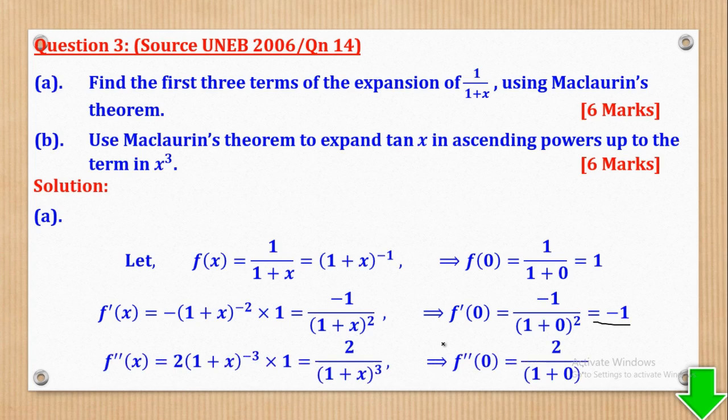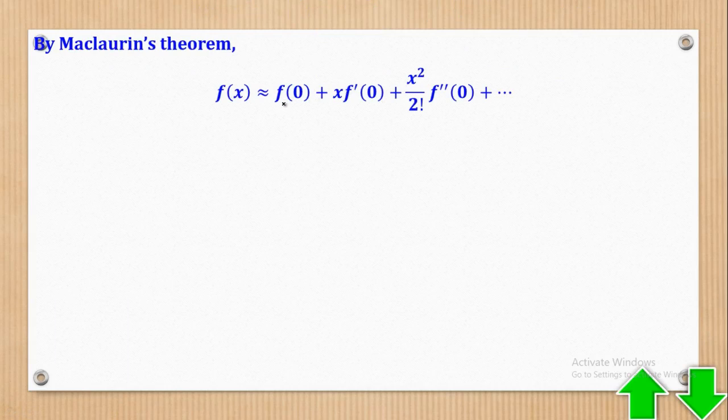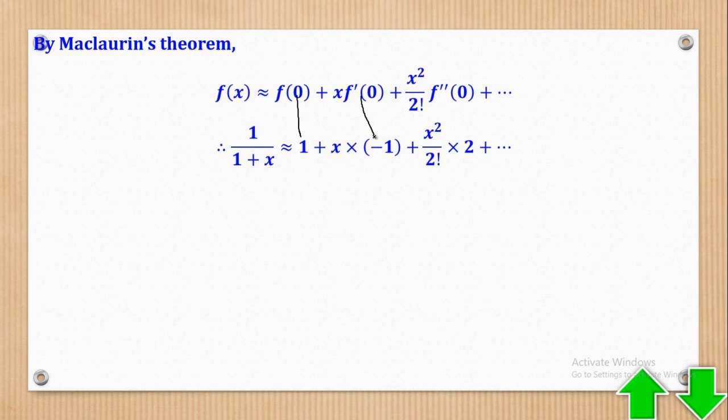Then differentiate the second time. We're going to differentiate this, so bring down the power. It was negative 1 times negative 2 gives you positive 2, which is there. Reduce the power by 1 to give you negative 3. Derivative of the inner bracket is positive 1. So when I substitute x equal to 0, I'll come up with 2. Therefore, by Maclaurin's theorem, f(x) will be given by that. Substitute f(0) is that. First derivative was that, second derivative it was 2. Therefore, simplify by using the calculator to come up with that expansion.